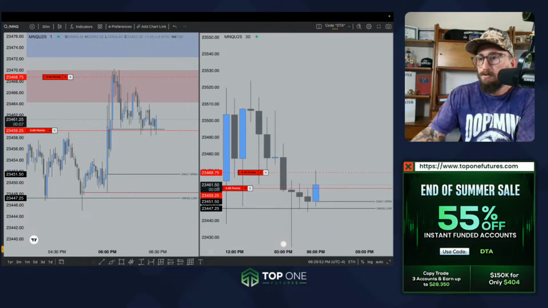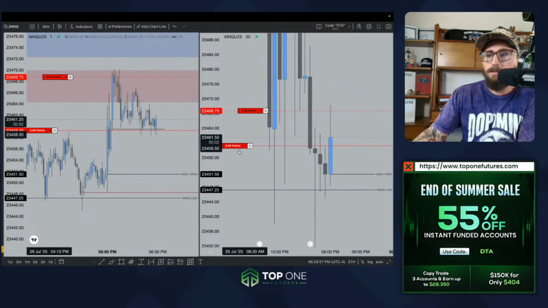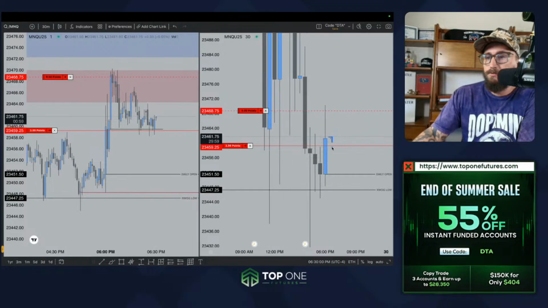Here's your 30. So top wick, right? You got some wick right here. Nothing too crazy, not the best, not the worst. Question is, will we go lower next?